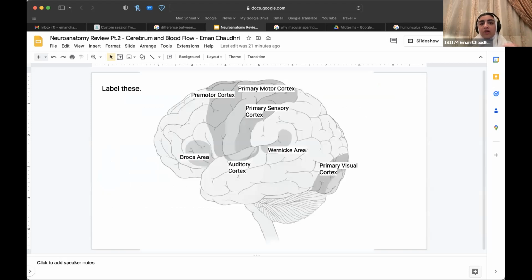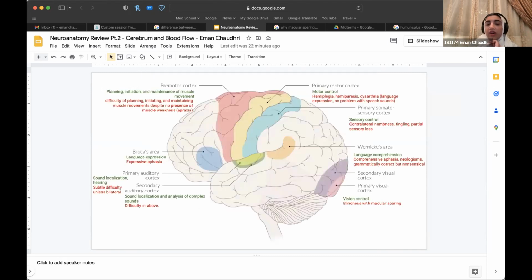And we can see over here, this is the premotor cortex. This is the primary cortex, this is central gyrus. You have the primary sensory cortex behind. So you have the precentral and postcentral. You have the Broca area over here in the front, in the frontal lobe. Wernicke's area in the superior temporal lobe, the auditory cortex also in the superior temporal lobe, and the primary visual cortex.